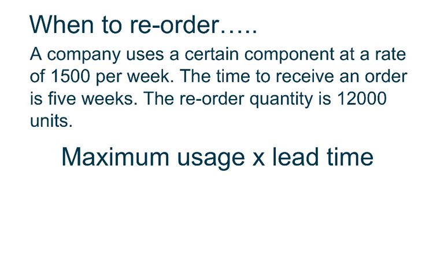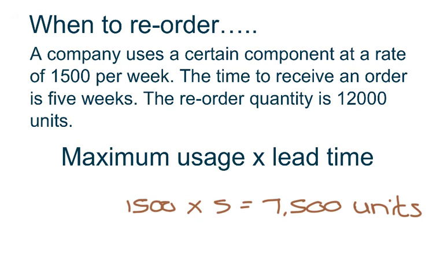For the calculation, there's the maximum usage. So what is the maximum usage? That is the 1,500. And when we are referring to lead time, it means the time to receive an order. So our lead time in this example is 5 weeks. So if we do that calculation, it's 1,500 times 5 equals 7,500 units. So I'm saying when I have 7,500 units in the store, this is when I need to reorder.